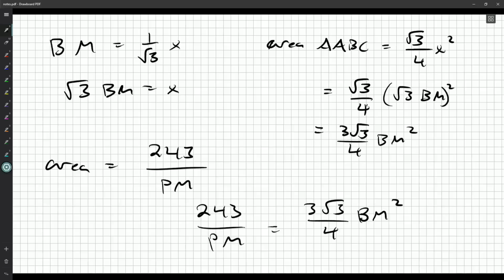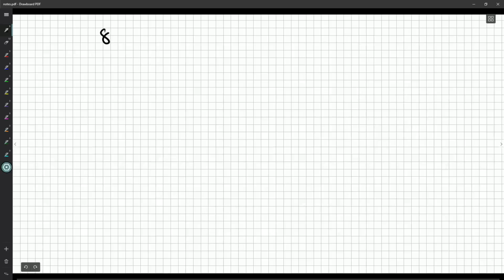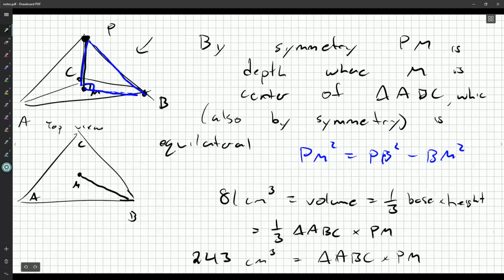Then where can we go from there? Well, I suppose I could divide by 3 root 3 and multiply by 4. So I can get 324 over root 3 PM is BM squared. And then, so we have this relationship here, BM, and there's PM.